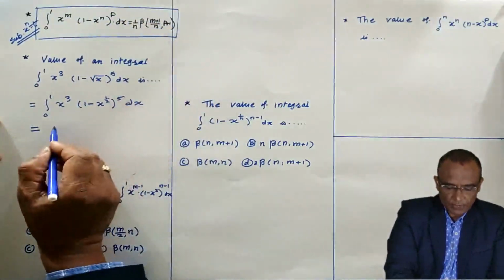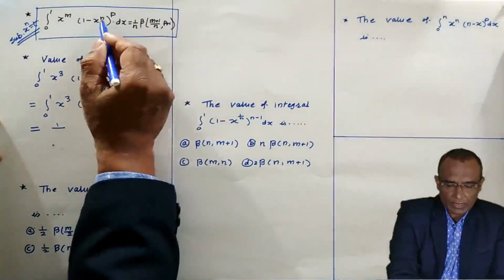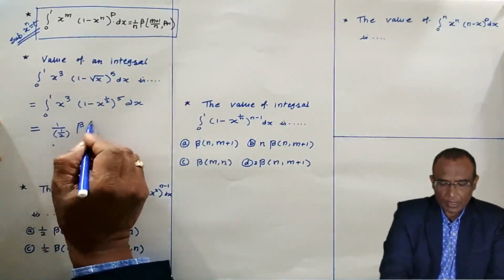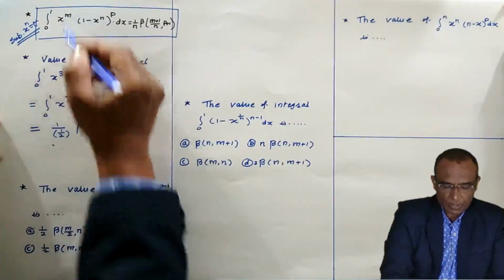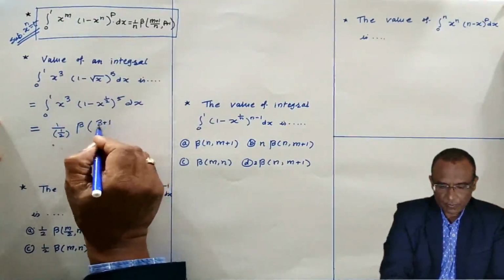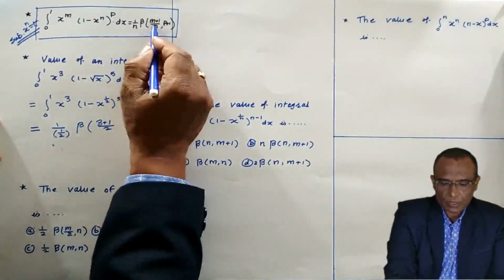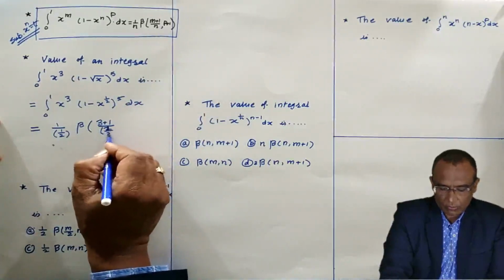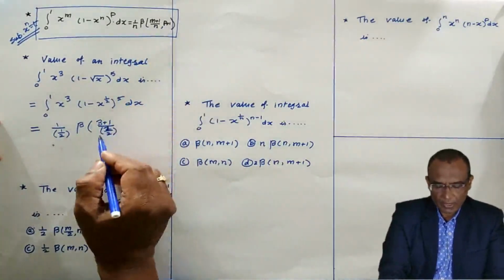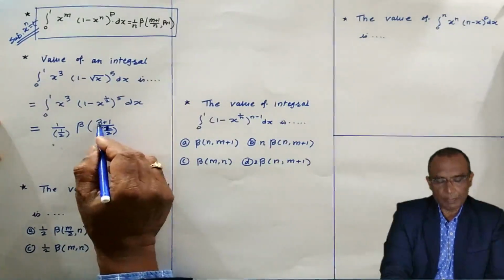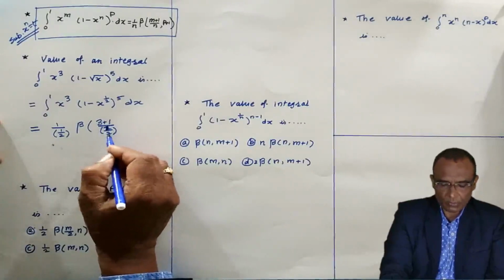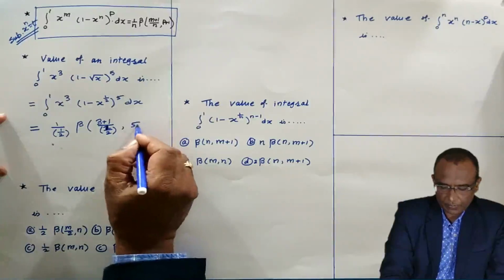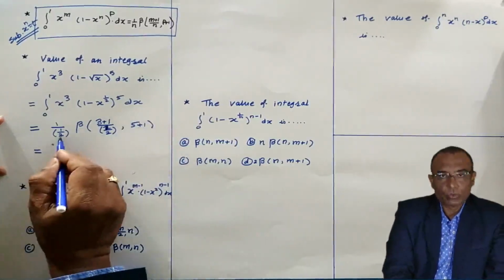If you use this formula, you get 1 by n, n is 1 by 2, beta of m plus 1 by n, m is 3, n is what? 1 by 2. So m plus 1 by n, where n is 1 by 2, comma p plus 1, p is 5. Now this 2 will come up.